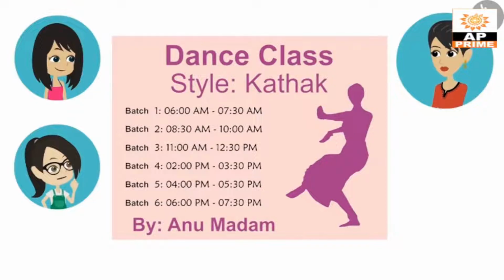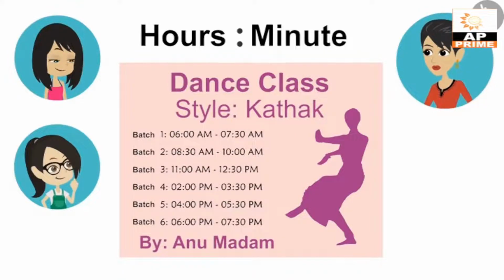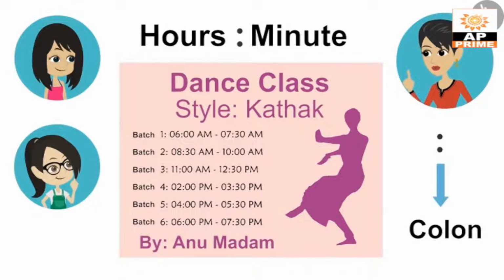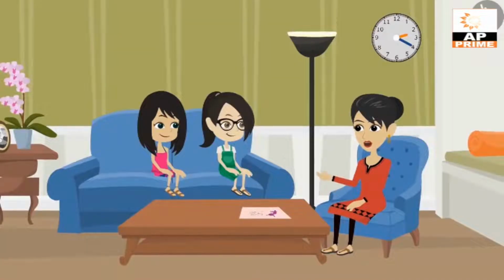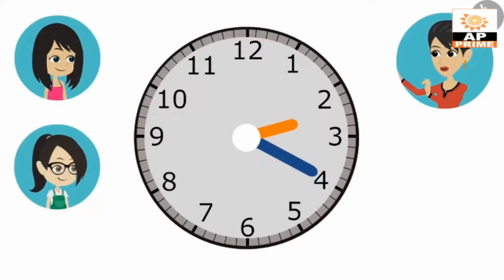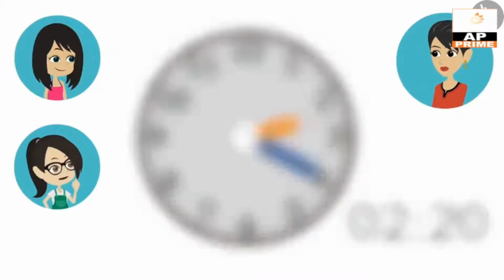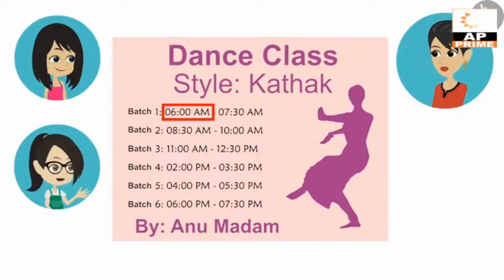So does this mean that these two dots are made in between to tell the hour and minute? Yes, and these are not dots. This sign is called colon. And for time, hour, colon, minute is written like this on paper. See, it is 20 minutes past 2 o'clock in our house clock. So it will be written like this, 2:20. Okay, this means that the first batch is from 6 o'clock to 30 minutes past 7 o'clock.